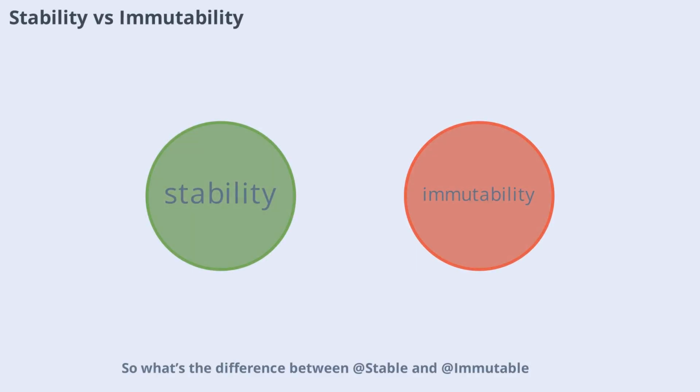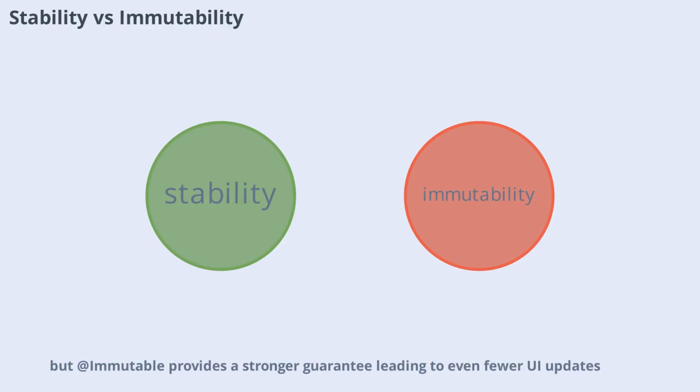What's the difference between @stable and @immutable? @stable means properties don't change unexpectedly, but they can be updated if needed. @immutable means properties can never change once set. Both annotations help Compose optimize recompositions, but @immutable provides a stronger guarantee, leading to even fewer UI updates. Choosing the right annotation depends on how your data should behave in your app.